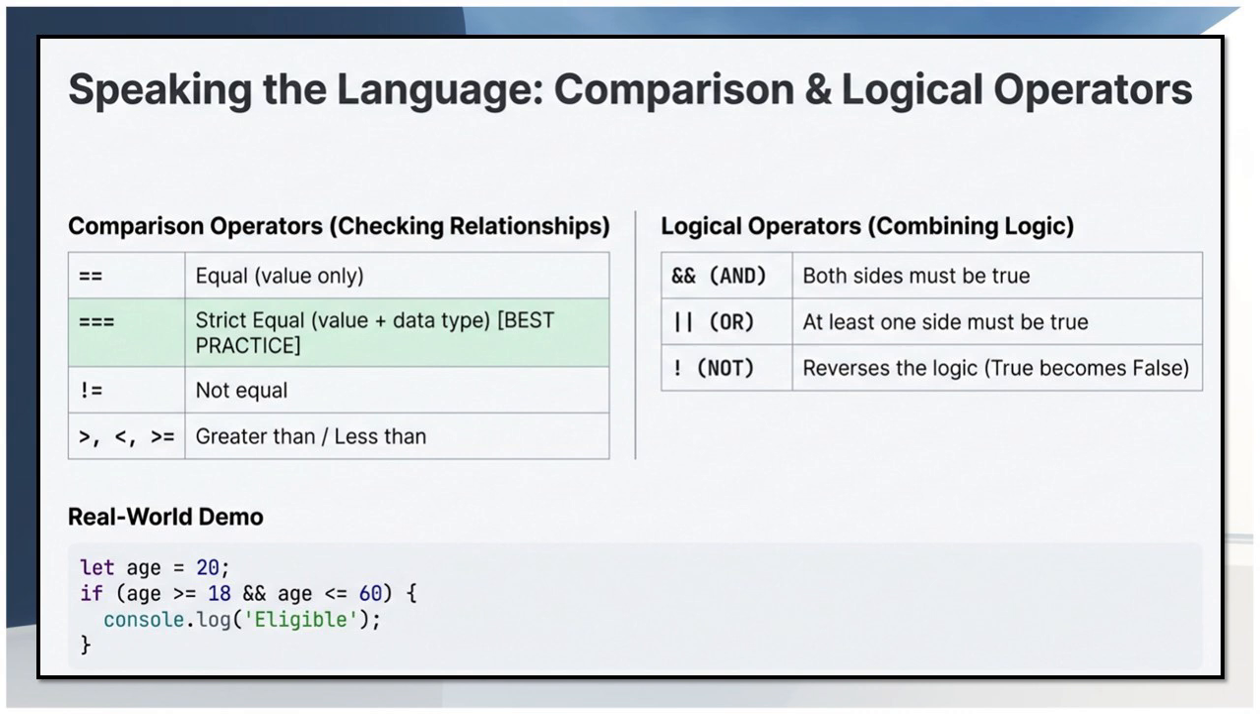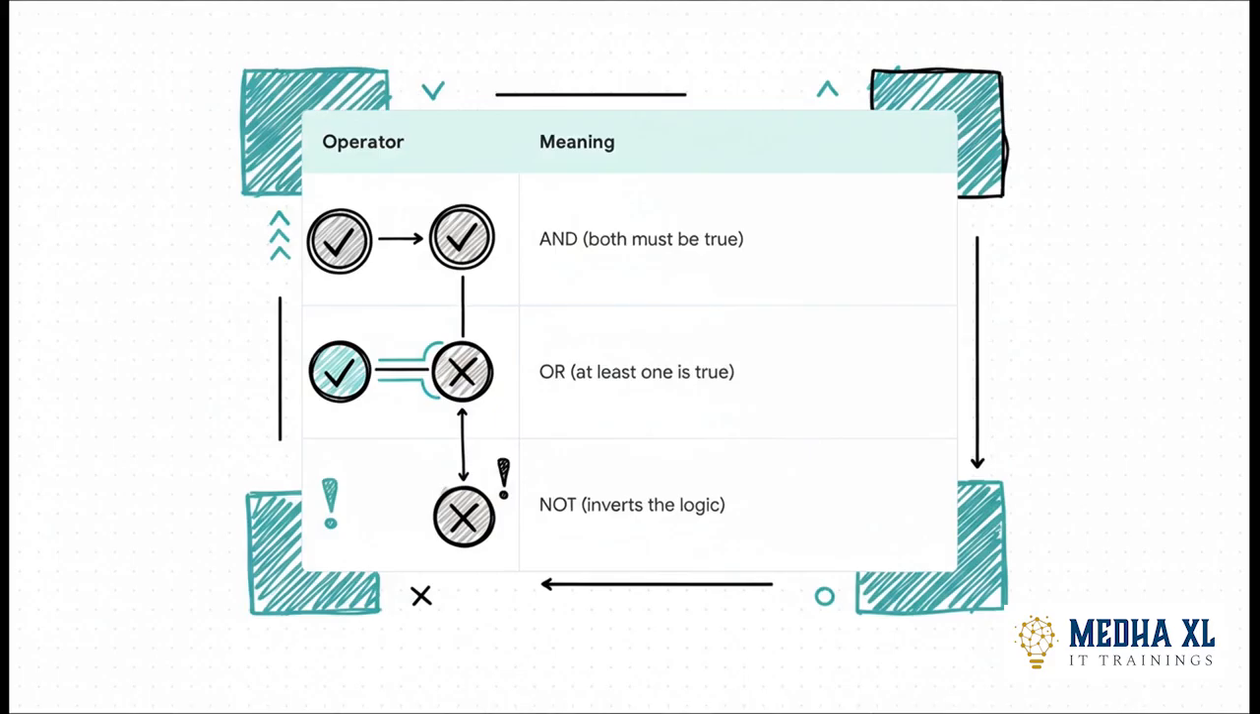Now, what if you need to check a couple of things at once? Like, is a person's age between 18 and 60? For that, we use logical operators. The two ampersands mean and. Both things have to be true. The two vertical bars mean or. You just need one of them to be true.